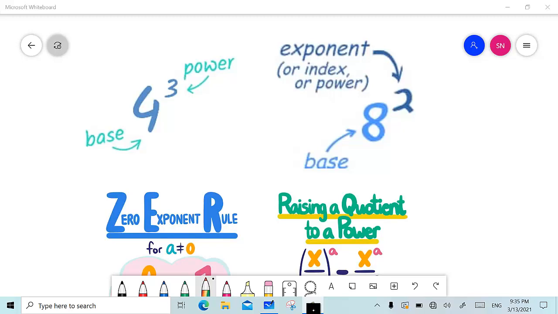Let's first remember some of the rules that we took last time. We said that, for example, if I have 4 to the power of 3, the 4 here is called the base, and the 3 is called the power. And we also said that there are other names for power. I can call the power exponent or index or power. The three of them have the same meaning.